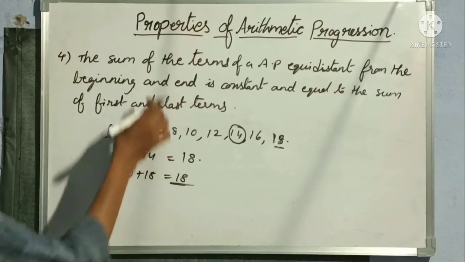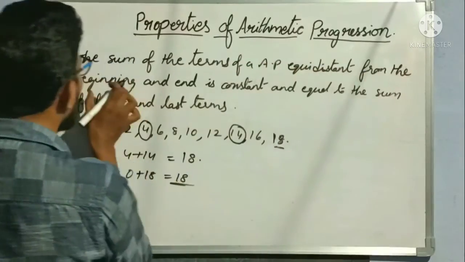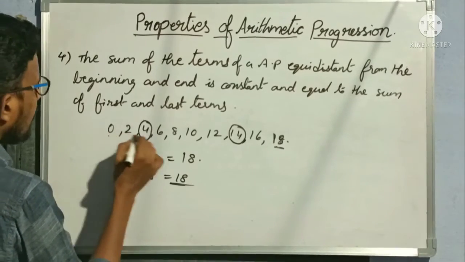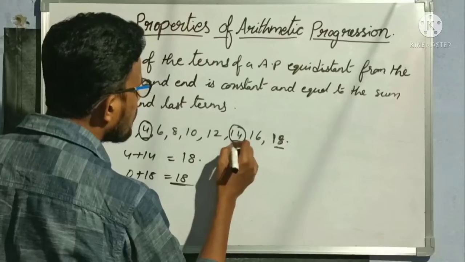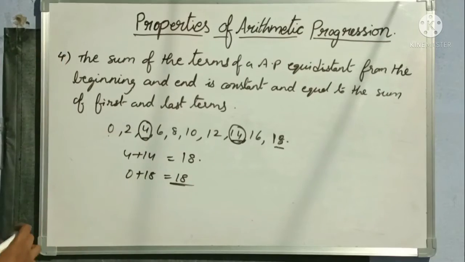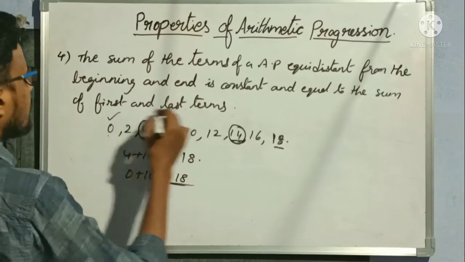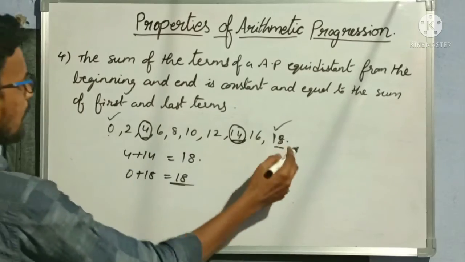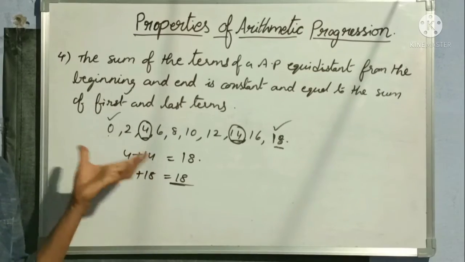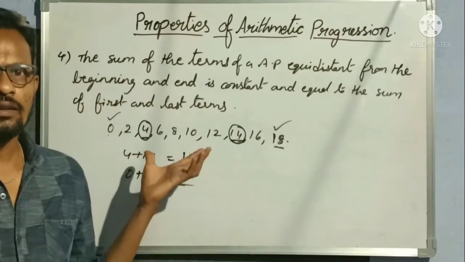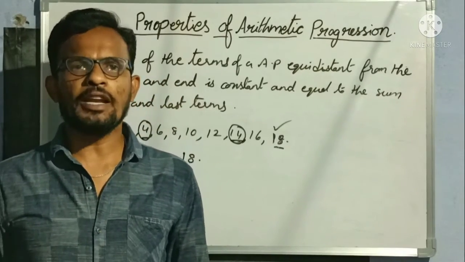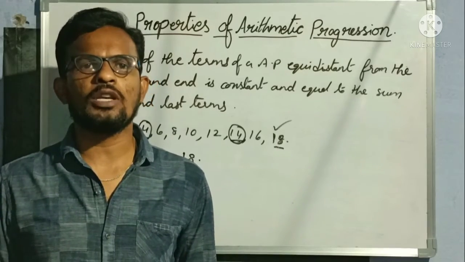Understood? So the sum of the terms of an AP equidistant from the beginning and ending is constant. Equidistant means from the start this is the third number, and from the end this is the third number. If you take the sum of these two numbers, 4 plus 14 is 18, which is also equal to the sum of the first and last terms of the AP, so 0 plus 18 is equal to 18. Understood? So this is what we have to understand in the fourth property. Clear? So these are the 4 important properties of arithmetic progression. I hope everybody understood all the 4 properties I have explained in today's class.